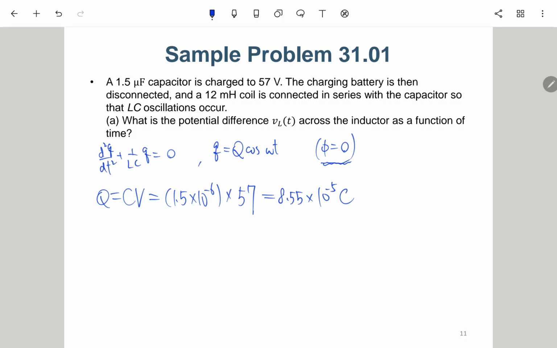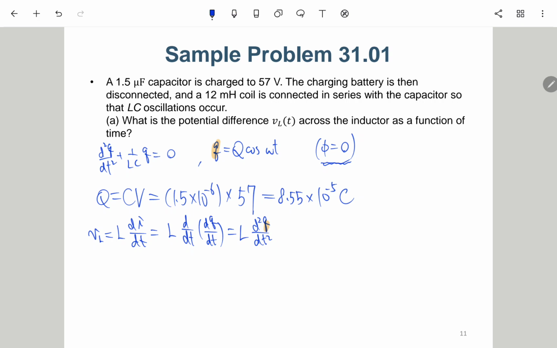Okay, so it asks you VL. So VL becomes L di dt, and actually I should be dq dt. So this is nothing but L times the second derivative of small q with respect to t, d2q dt2. So we need to take the derivative of q, which is this one.